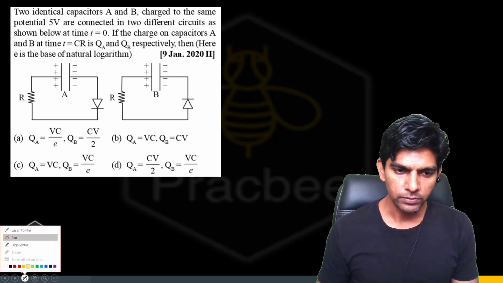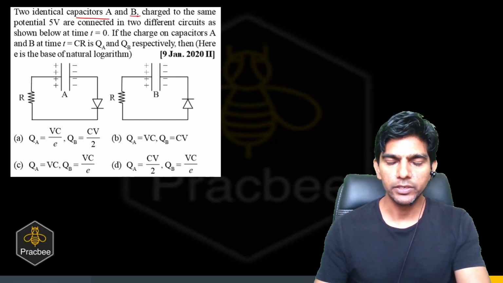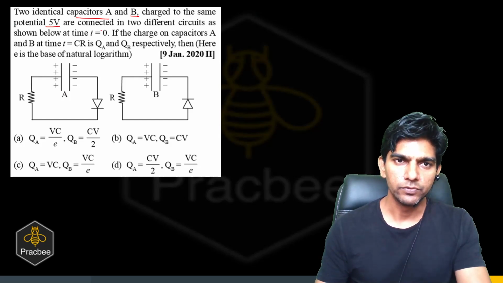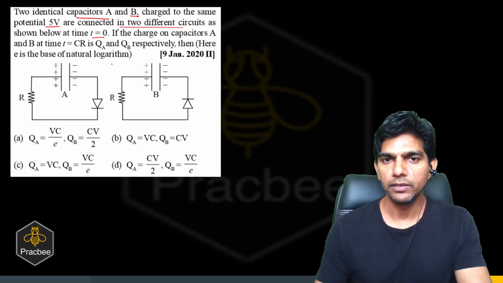Now let us see one more question. In this question, we have been given 2 identical capacitors A and B charged with the same potential of 5 volt, connected in 2 different circuits as shown below at time t equals 0. If the charge on capacitor A and B at time t equals CR is QA and QB respectively, then we need to find the value of QA and QB at t equals CR.